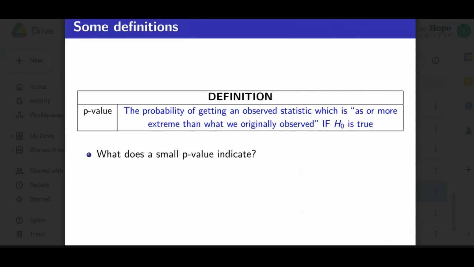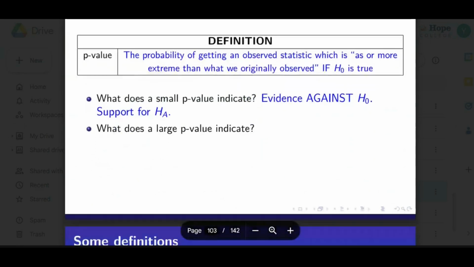All right. What does a small p-value indicate? A low probability of getting the thing. So therefore, yes, a small p-value indicates evidence against a null. Why? If there is a low probability of getting the thing that you got, that means there is evidence that you're smart. So it's evidence against the guessing hypothesis. It's support for the smart hypothesis, which is what the alternative is saying.